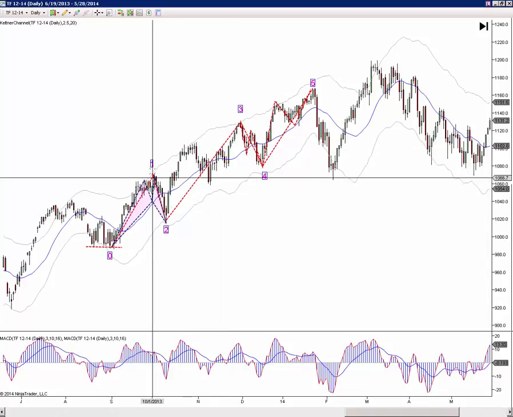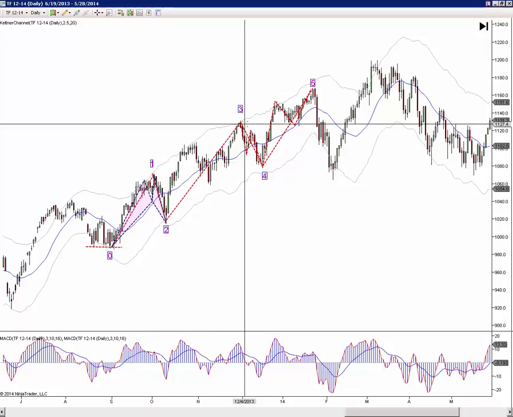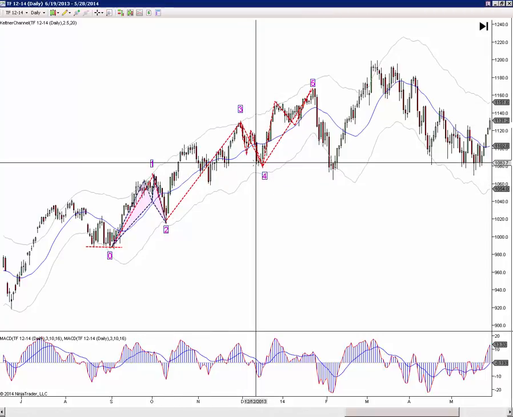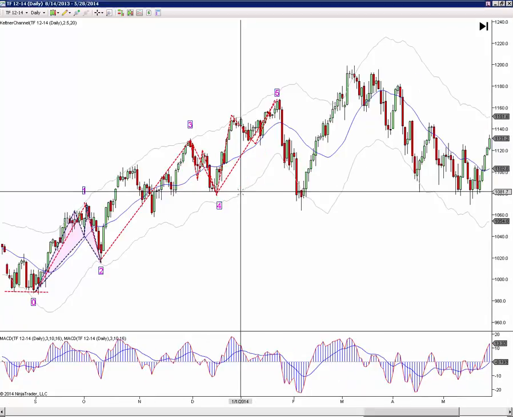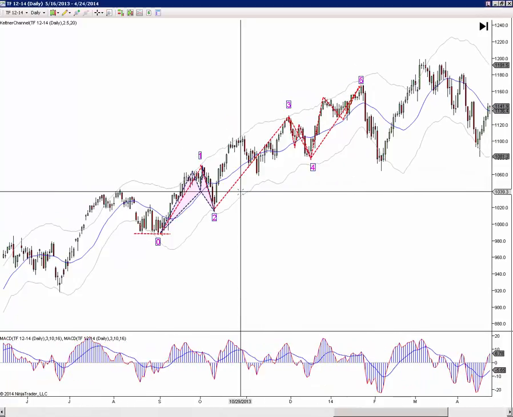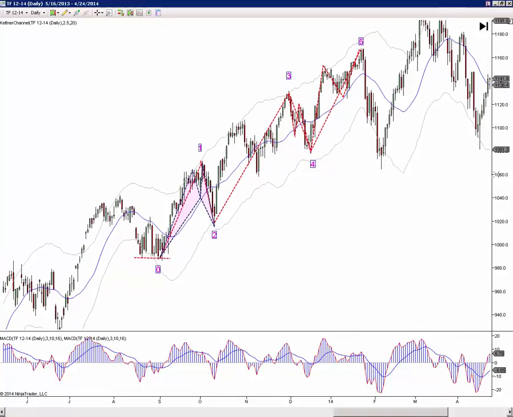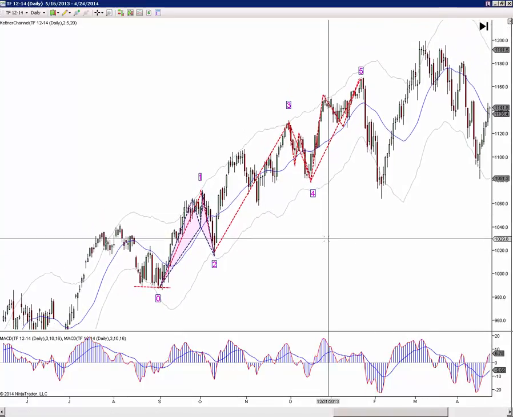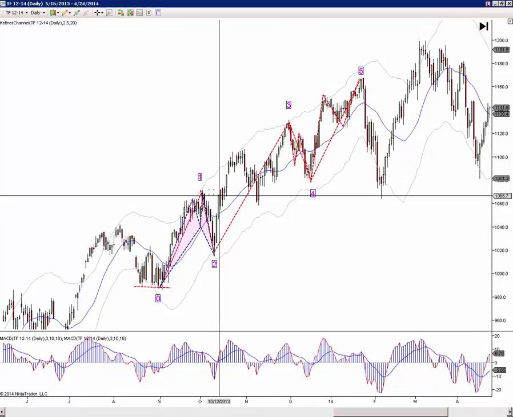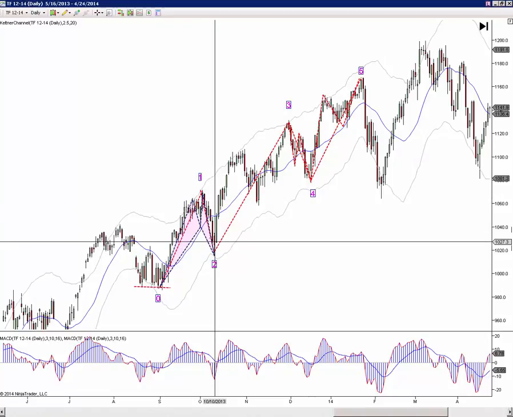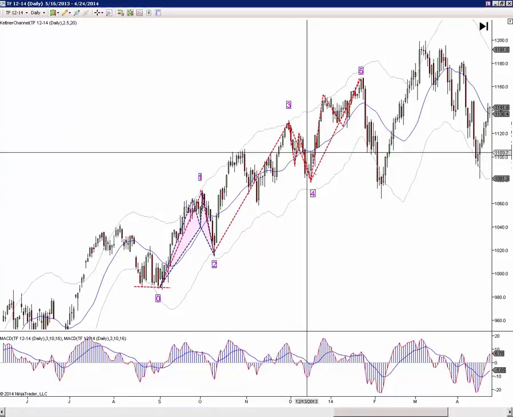So the point was the first 1 to 2 is typically sharp. Either 1 to 2 or 3 to 4 is going to be sharp, and the other one is going to be complex. Complex meaning getting your ABC corrective wave. You're either going to get your sharp retracement on 1 to 2 or complex, or it's going to switch. So in this case, you have a complex corrective wave.